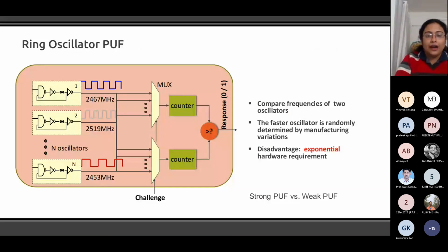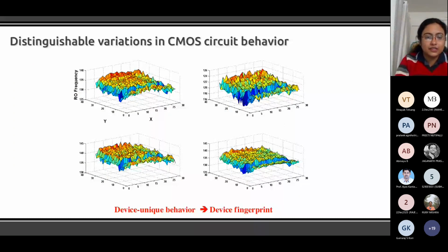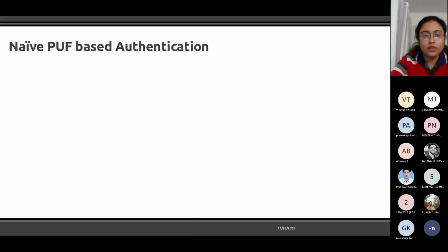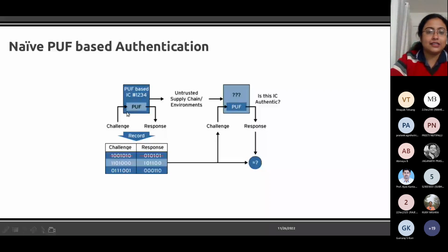Okay, so this is a visualization that when we implement these ring oscillator frequencies in different FPGAs, you can see the signatures are different. So it can rightfully act as a physically unclonable function, as can the arbiter PUF. Okay, so now how do we do PUF-based authentication? We send the challenge while manufacturing, we get the response, and we store this challenge response pair in a CRP database.